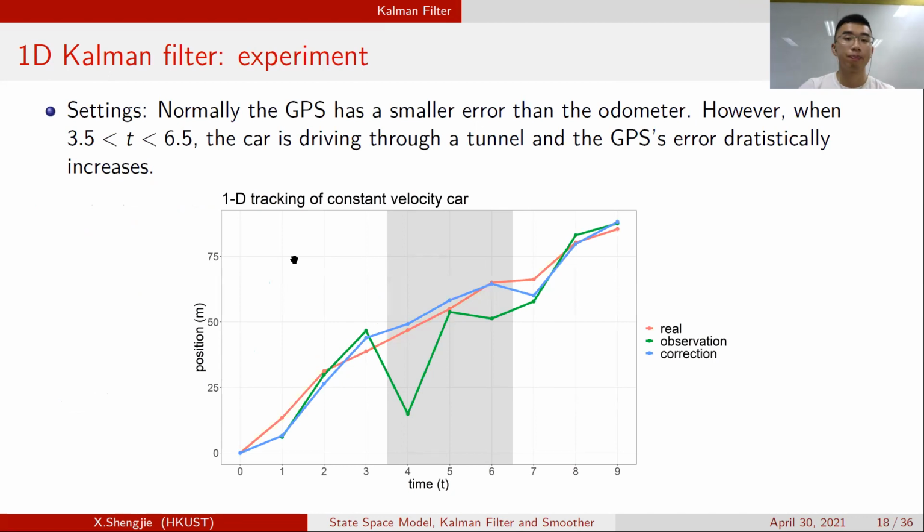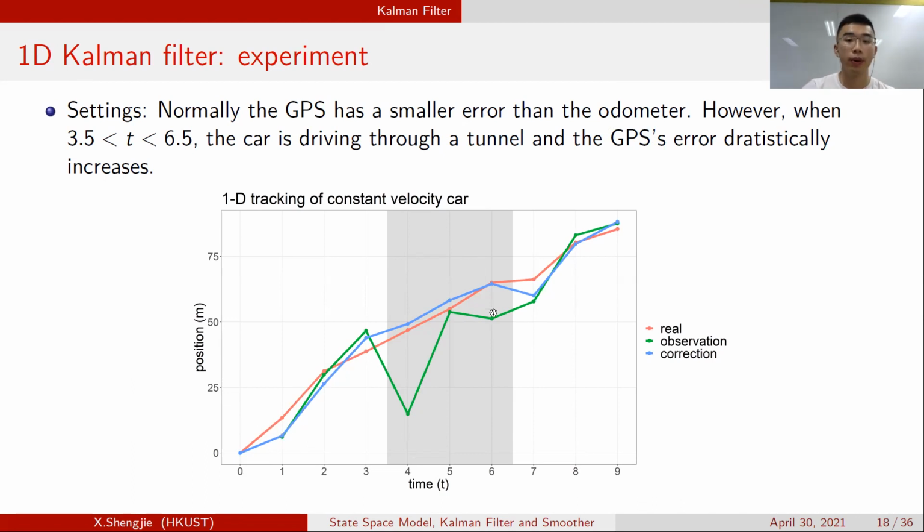Let's have a look at this experiment. Consider that it's the same as the previous example, but now we have some settings. Consider that GPS, our observation, has a smaller error than the odometer in the state equation. GPS is more reliable. However, during this gray area, the car is driving through a tunnel, and so the GPS error drastically increases.